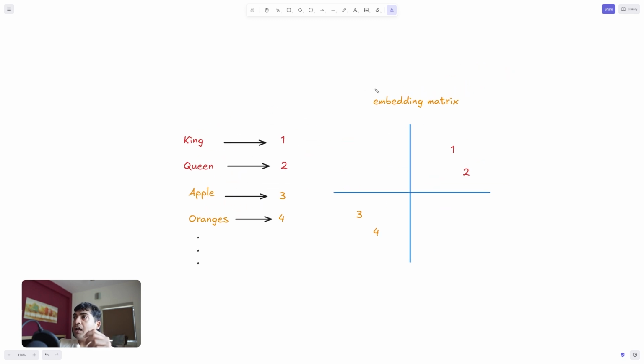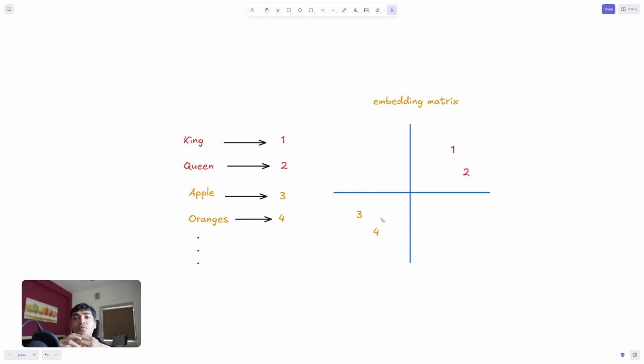So over here, I've created an embedding matrix of two dimensions. It has an x-axis and a y-axis, so two dimensions. And as you can see, I've plotted king over here and queen over here because king is more closely related to queen than apples and oranges. And as you can see, apples and oranges are closer together.